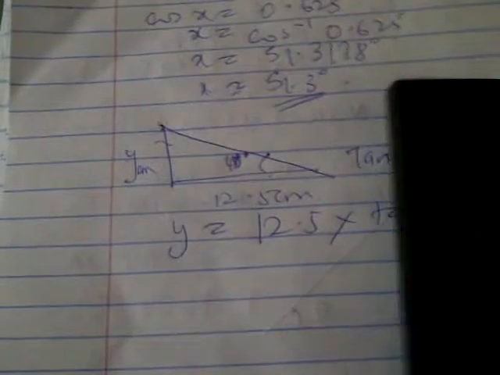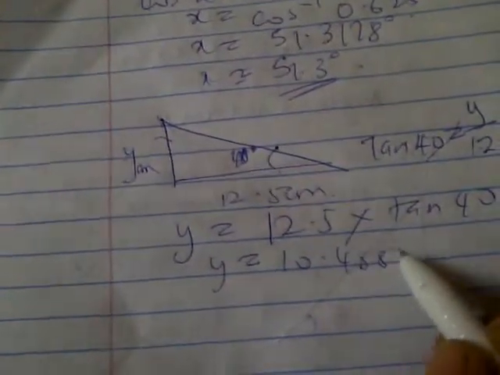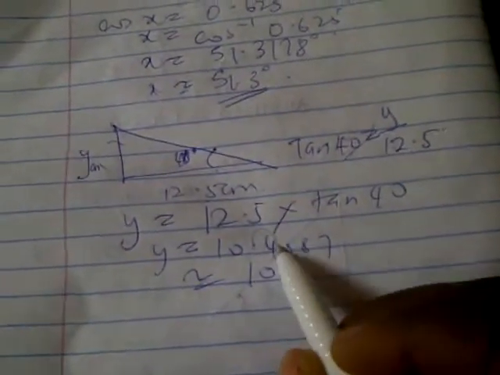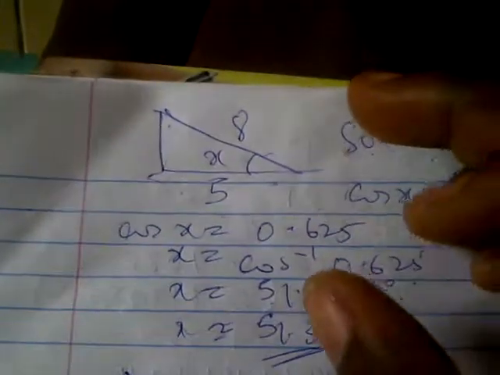Now doing that on our calculator, we have 12.5 times tan 40, and it's going to give us y to be 10.4887, which is approximately 10. We're told to correct to 3 significant figures too. One decimal place is just this way. You check this one, this is 8, so it's up to 5, you add here, so it's going to be 10.5 centimeters.